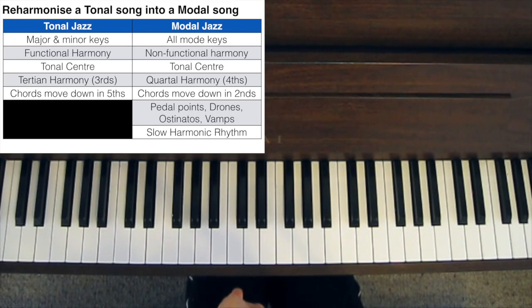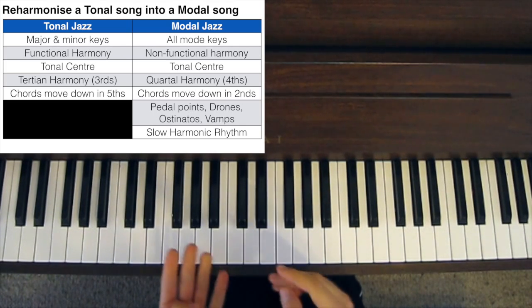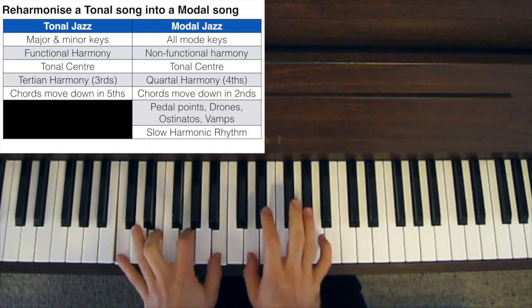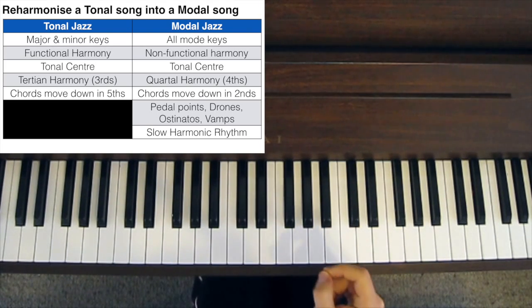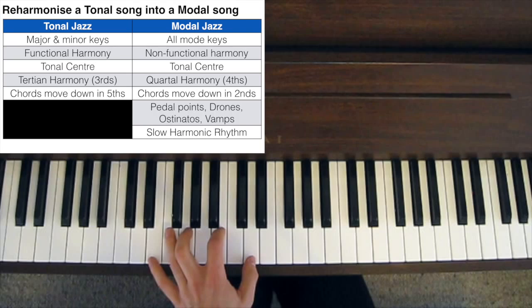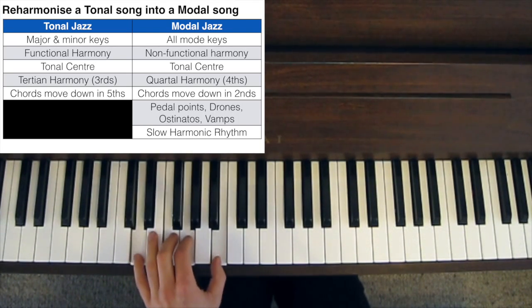It uses major or minor keys, it has a functional harmony, it has a tonal center or a root note, it uses tertian harmony, that is, it builds chords up in thirds, and your typical tonal chord progression moves down in fifths. So for example, from E minor 7 to A7 to D minor 7 to G7 to C major 7.